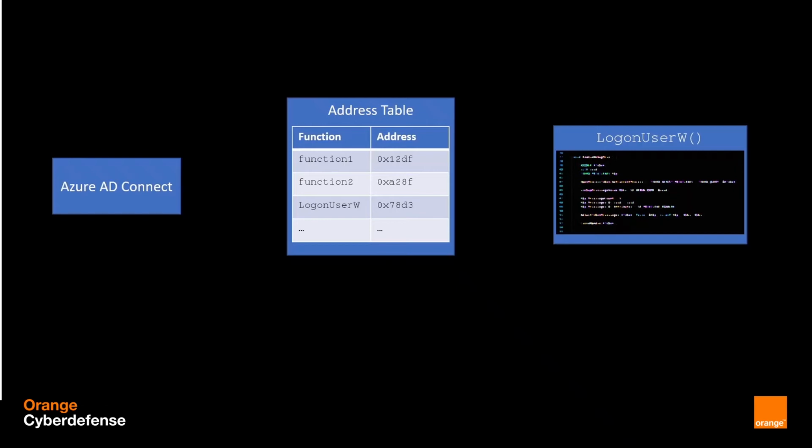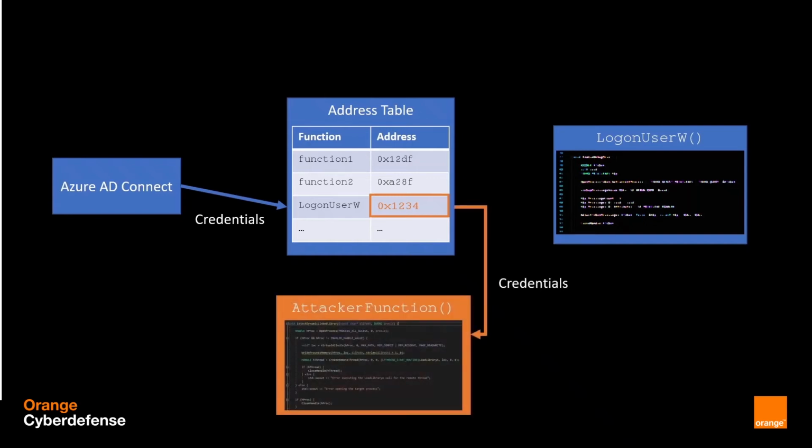So in the execution flow modified by the attackers, the import address table will have an altered address entry for the LogonUserW function pointing to the attacker's own code, which will lead to a detour whenever the function is called. AD Connect will look up the address of the Windows API function, but it will receive the address of the attacker's code and send the credentials right over there.